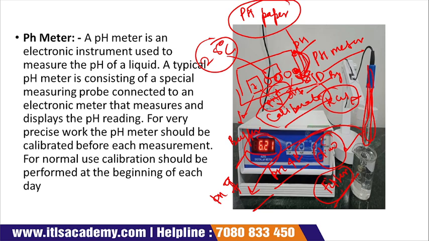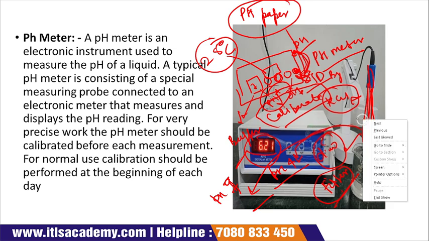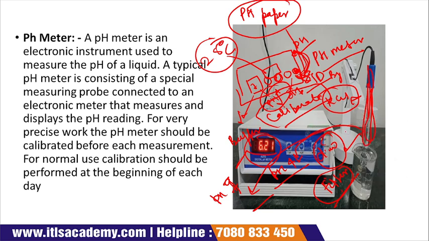Now if we want to take the pH of any sample, we do the same. We wash the electrode with distilled water, and after that we wipe it and dip the electrode into the sample and take the pH. Now this is all about the pH meter.